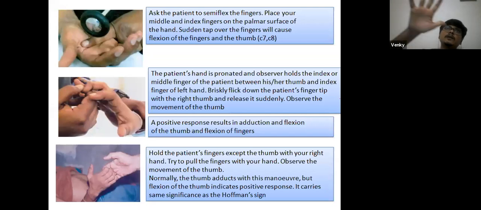If you are doing it like this, sometimes the patient's thumb gets flexion associated with the adduction, and you can consider that a positive response. Sometimes you will get extension. This is the Wartenberg sign. This Wartenberg sign and the Hoffman sign are the equivalent of the plantar response in the upper limb.